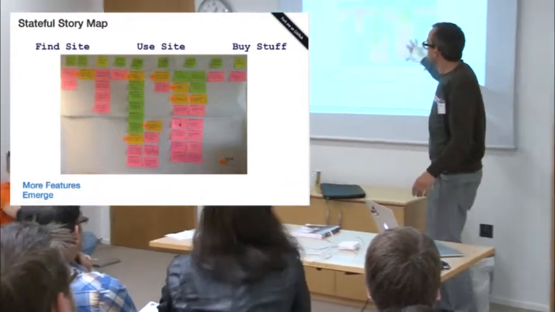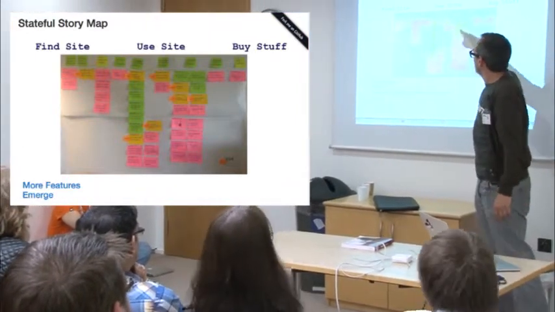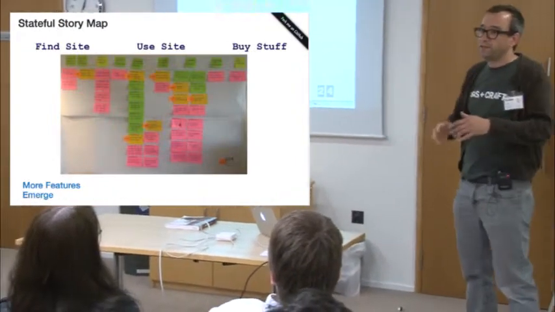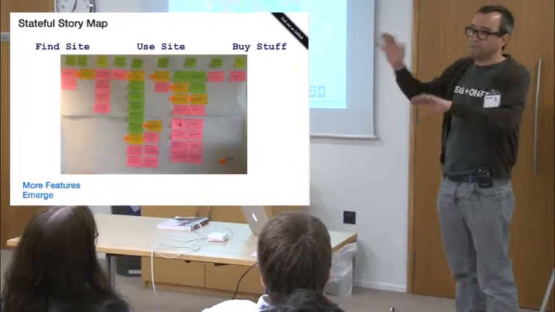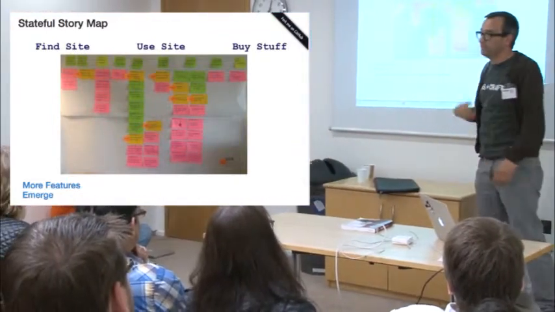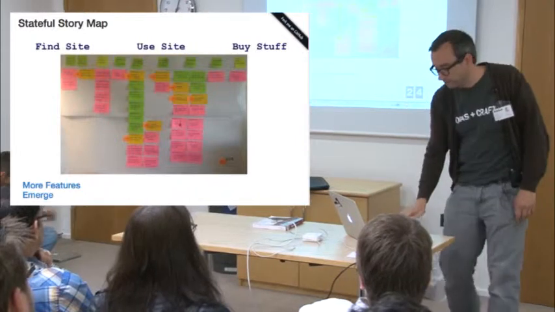So as more features emerged, the red stuff is to do, orange is in progress, green is done. So essentially it's taken the Kanban visualization and mapped it onto the story map. And the little orange things are the avatars, actually people's names. So someone is working on this.